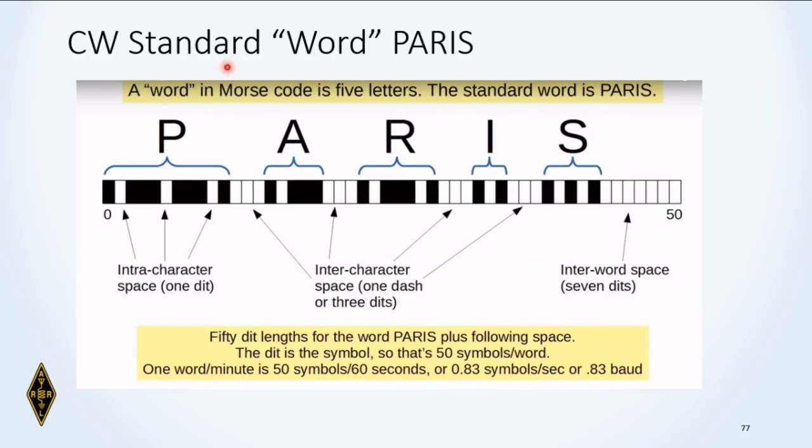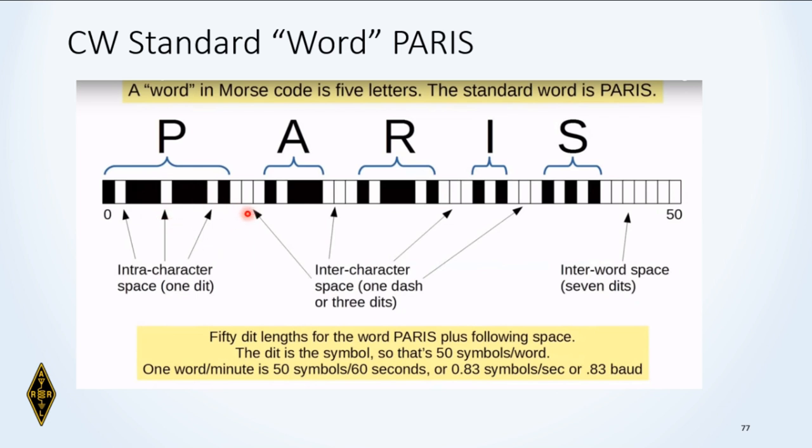The CW standard word is Paris. A word in CW is considered to be five characters. And Paris has got kind of a magic characteristic to it. This is the letter P, di-da-da-dit, and the unit of measure in CW is the dit. So P, di-da-da-dit, the first dit is considered one space long. And then in between that and the next da is one space of silence. So a da or a dash is the equivalent of three dits. So that forms a P. You can add up all of those little time slots.